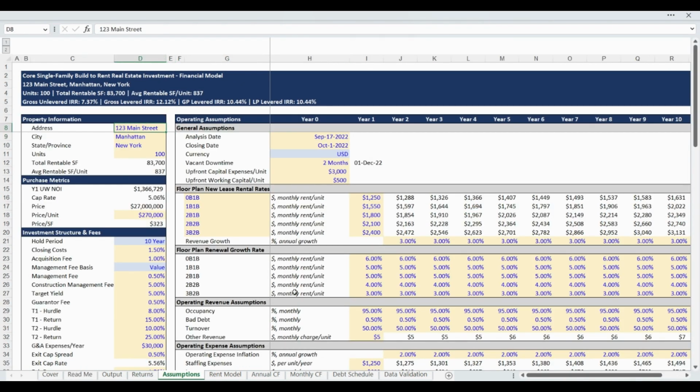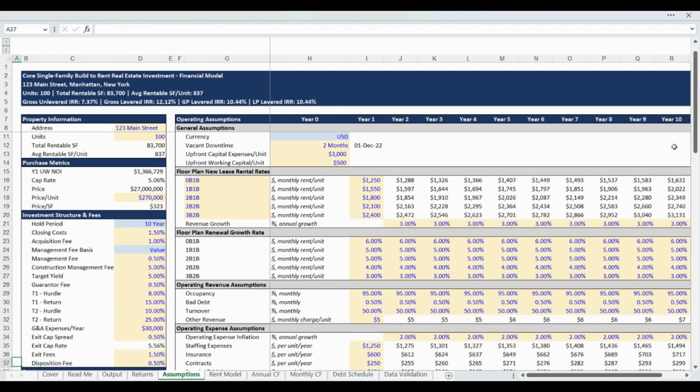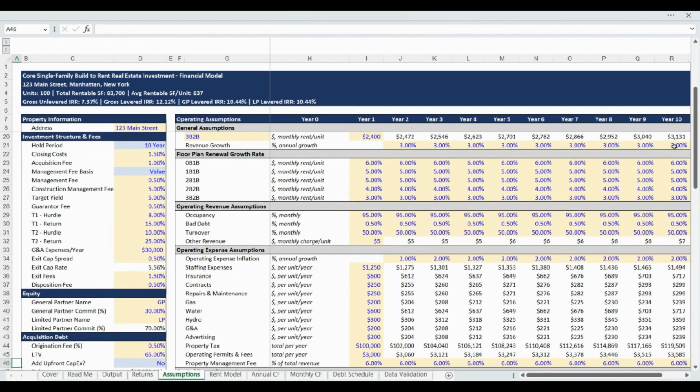The left side of the assumption module contains the non-operating user inputs starting with general property information. This is followed by the purchase metrics including the purchase price and calculation of the pro forma cap rate. The following section includes the investment structure and fees associated with the transaction.